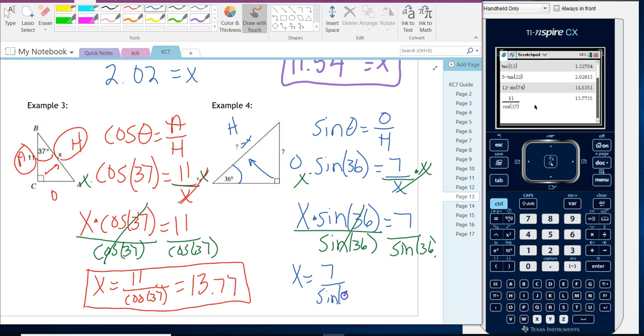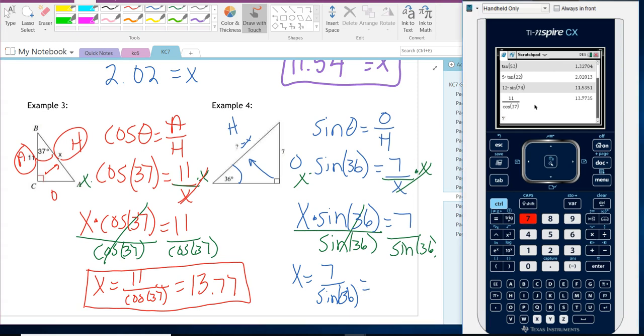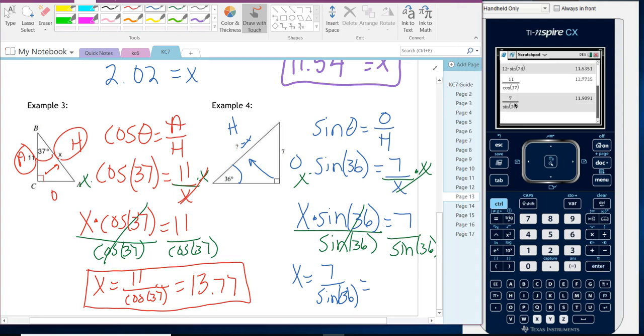I do want to simplify that, so I'm going to put that in my calculator here. 7 divided by the sine of 36 is going to be 11.909, so that would be 11.91.